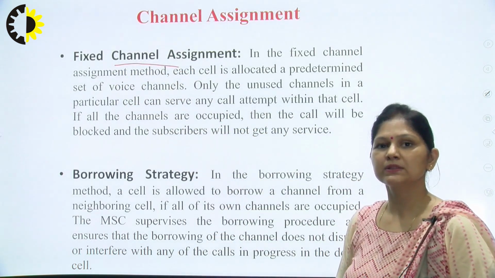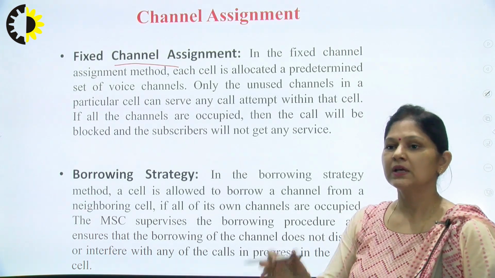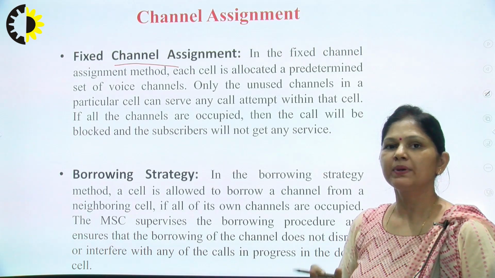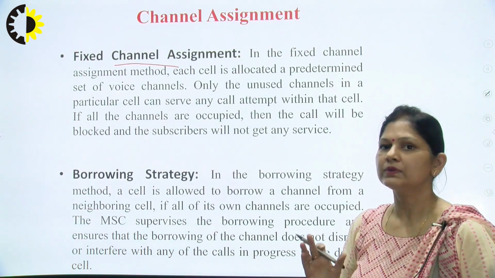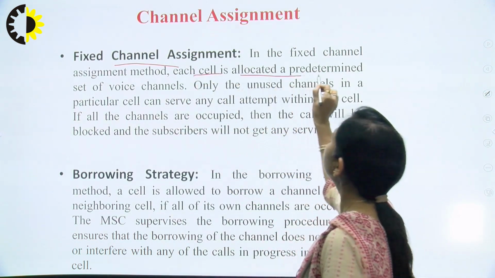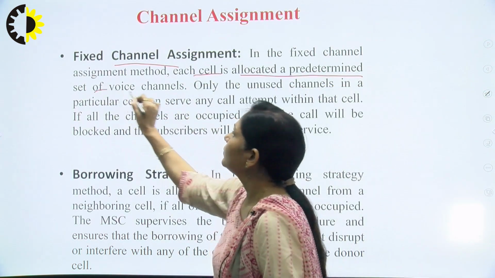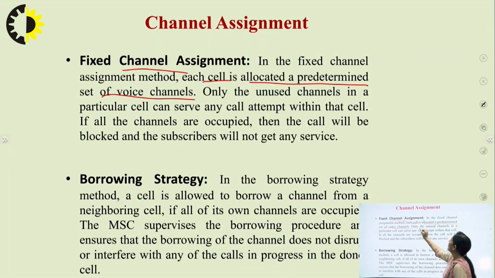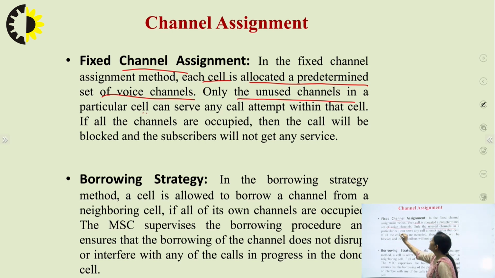As the name suggests, fixed channel assignment means if you have 7 cells in a particular cluster, then all cells will be assigned a fixed number of channels. In fixed channel assignment, each cell is allocated a predetermined set of voice channels. We are talking about voice channels, not control channels. Only the unused channels in a particular cell can serve any call attempt within that cell. So, whatever number of channels have been assigned, that many users can use them.